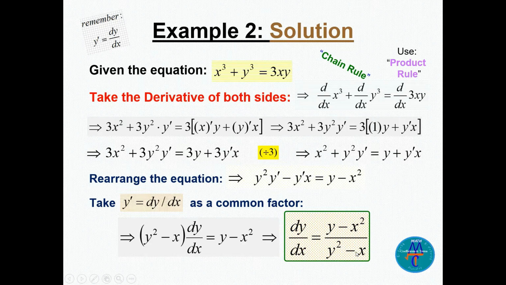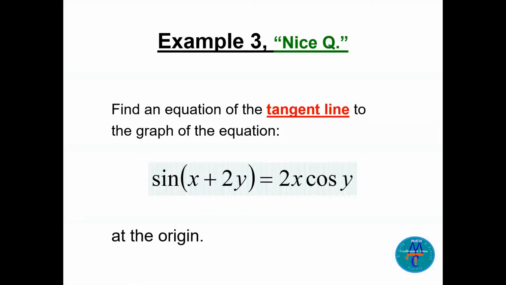That is the derivative. Now, this is a nice question, actually. We need to find the equation of the tangent line to the graph of this equation, not an easy equation, sine x plus 2y is equal to 2x cosine y at the origin. So we have the point (0, 0). We need the tangent line to this graph.